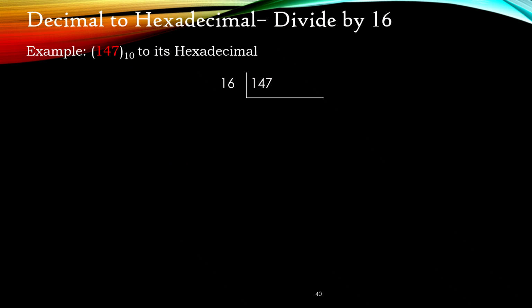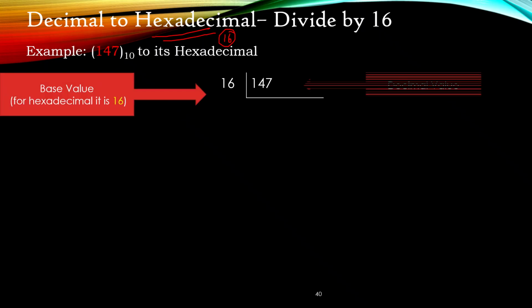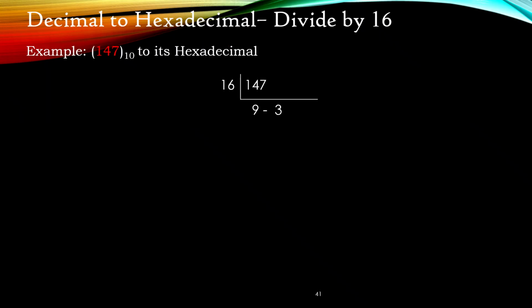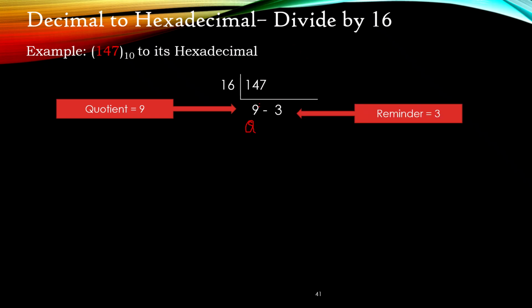Now we can go for converting the decimal to hexadecimal. Hexadecimal, the base is 16. So what I'm going to do is I'm going to divide 147 by 16. Okay. So when I'm dividing, I'm getting 9 as the quotient and 3 as the remainder. So now while we are checking the condition 9 greater than 16, it becomes false.